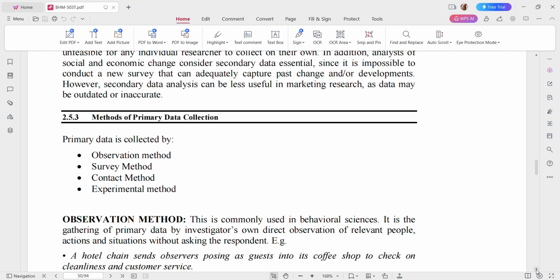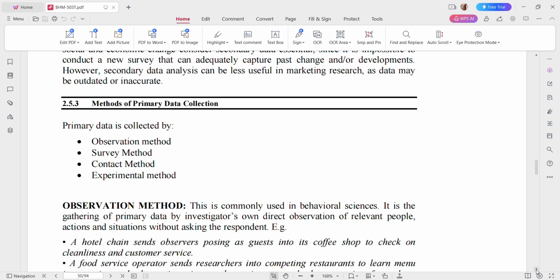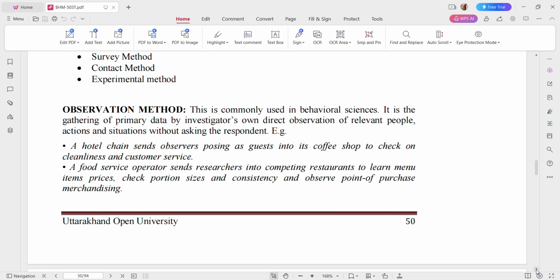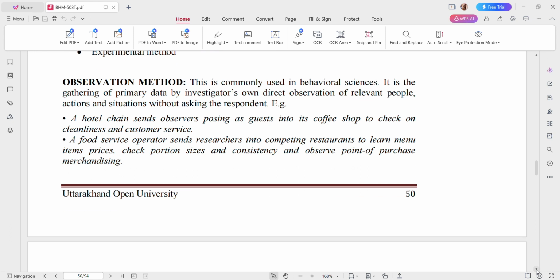Now, what are the methods of primary data collection? We have observation, survey and contact method, and experimental method. All right, now let's have the observation method. This is commonly used in behavioral sciences.